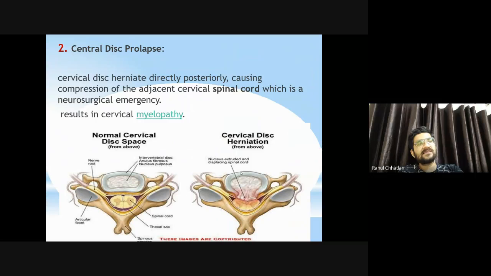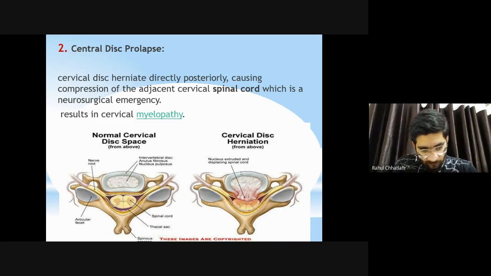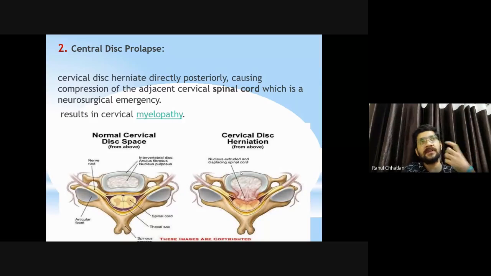Second, central disc prolapse. Yes, first was posterolateral, now second is the central disc. The disc moves in the center. Cervical disc herniation directly posteriorly causes compression of the adjacent cervical spinal cord, which is a neurosurgical emergency resulting in cervical myelopathy. Now it is very important, because whenever it is central, it will go extremely posteriorly and compress the whole spinal cord. Yes, when it moves posteriorly, the whole spinal cord gets compressed.